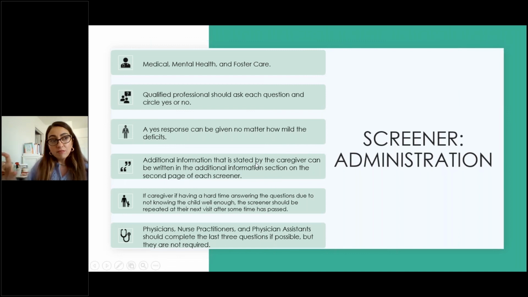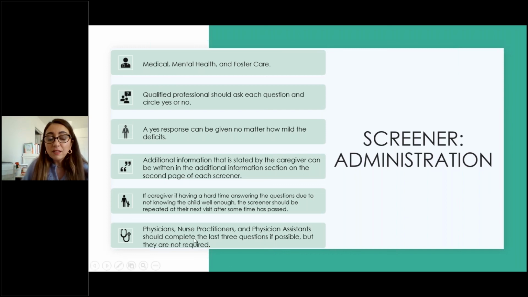And then there are lines indicated if the caregiver or the parent, whoever is filling this out, wants to give more information, then that's possible too. If the caregiver has a hard time answering the questions because they just adopted the child or they just started fostering the child and it's not been enough time, it can be repeated at the next visit. So it doesn't mean that it ends there.